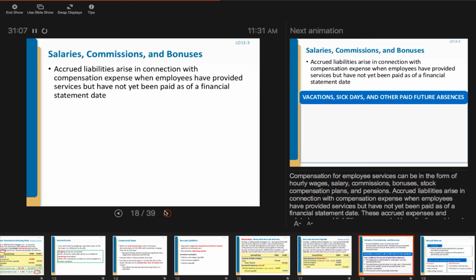Okay, another category, and we won't talk much about this, but another category of current liability that's common and pretty much every company has are these salaries payable, commissions payable, bonuses payable, etc.